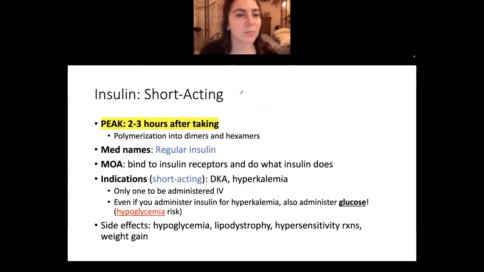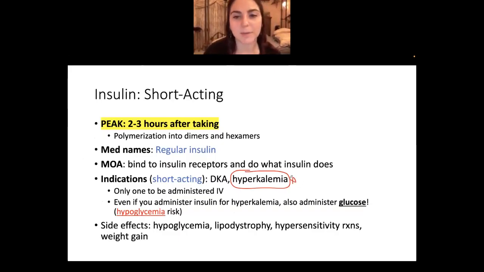Your short acting insulin is going to peak around 2 to 3 hours after taking. Now we start getting some polymerization, and that's why it lasts a little bit longer. This is your true regular insulin. It works 2 to 3 hours after you take it, and you would give something like this to a patient that's undergoing DKA or hyperkalemia. So you don't even need a diabetic patient; you can give them just regular insulin.